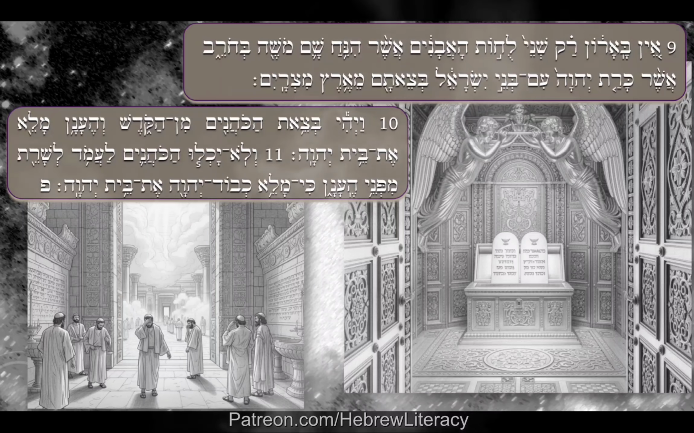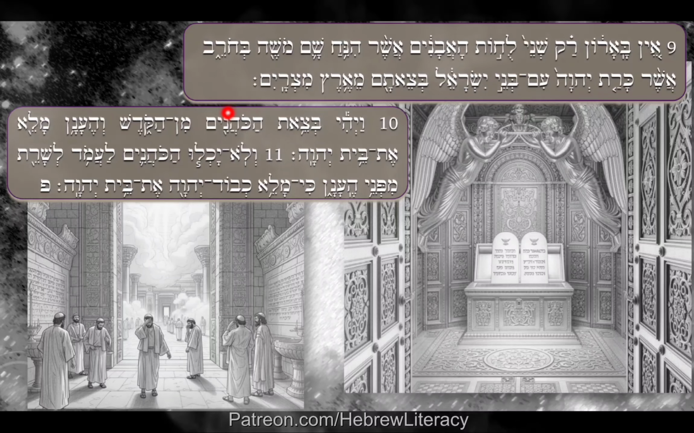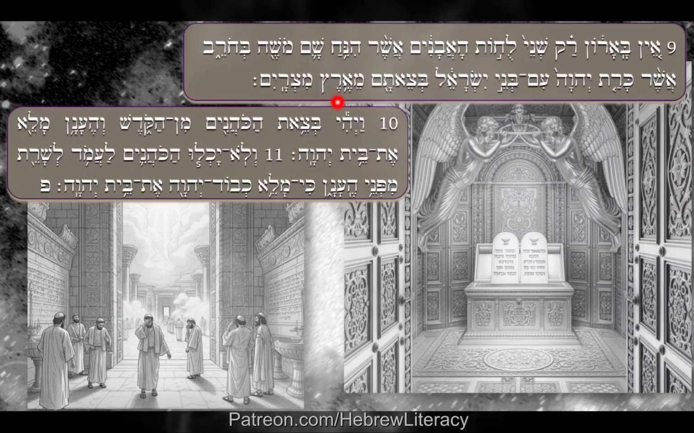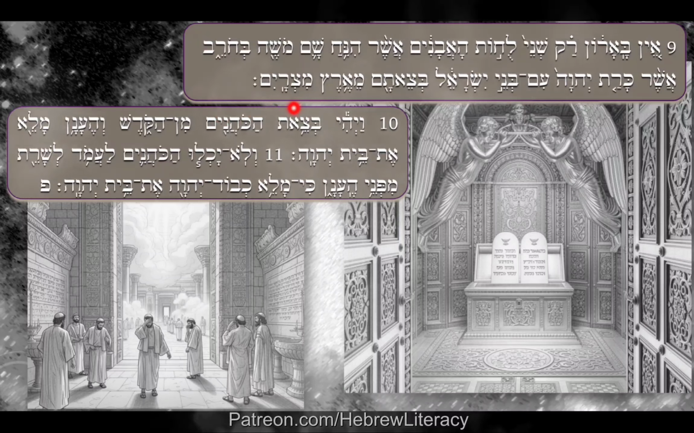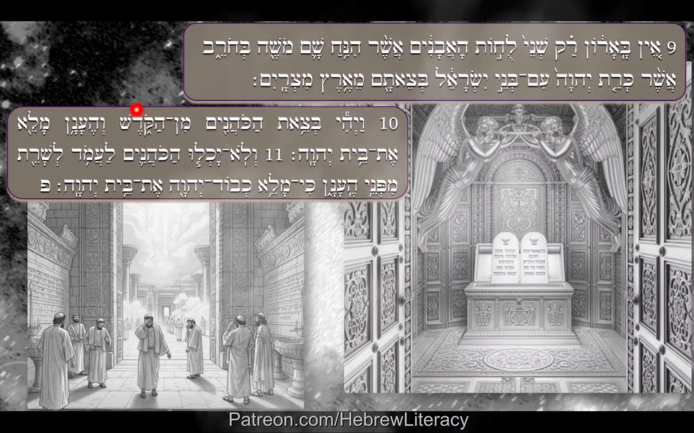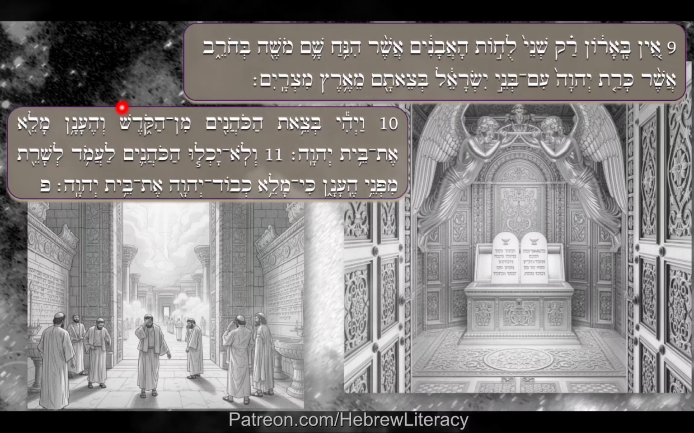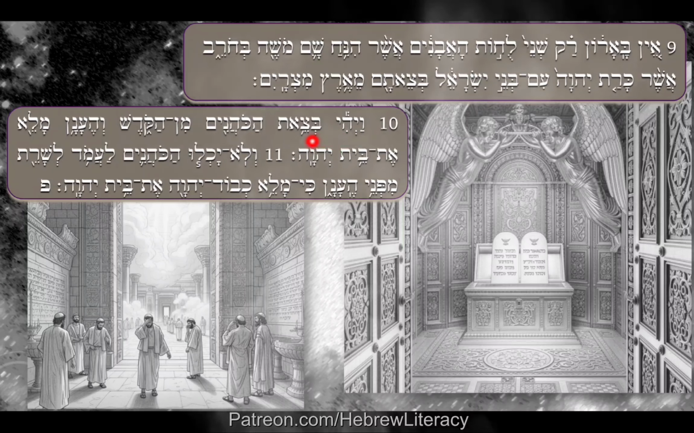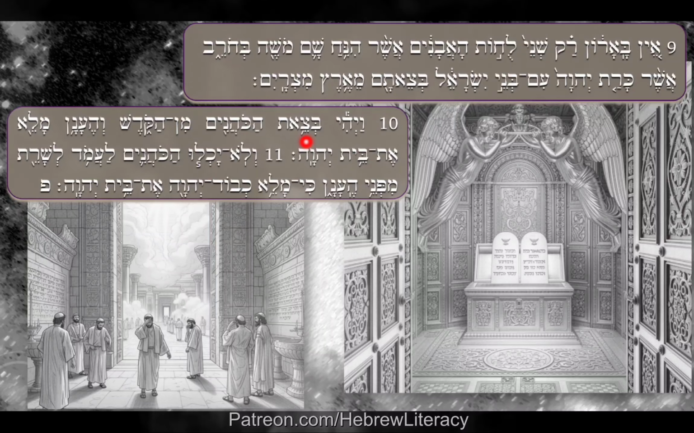Verse 10. Vayhi b'tzet hakohanim min hakodesh. So it was when the priests would go out. So this is yatza in a construct form. So b'tzet is b'tzet hakohanim, literally the going out of the priests. So when the priests would go out, min hakodesh, from the sanctuary, he'anan, the cloud, male, filled, et Beit Adonai, the temple of Adonai, literally the house of Yod-Heh-Vav-Heh.